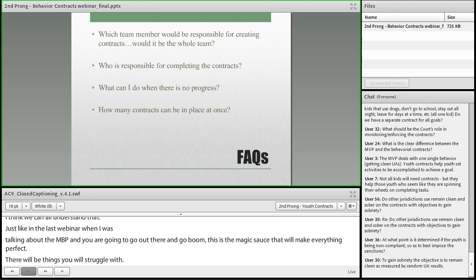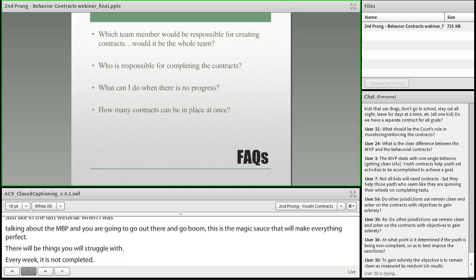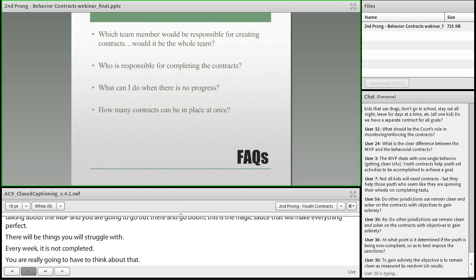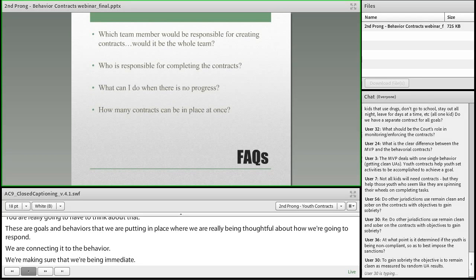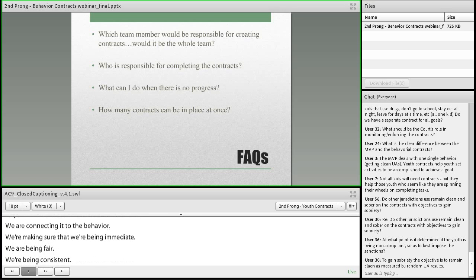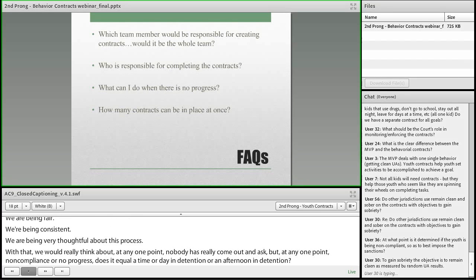But these are goals and behaviors that we're putting in place where we're really being thoughtful about how we're going to respond. We're connecting it to the behavior. We're making sure that we're being immediate, we're being fair, we're being consistent, and we're being very thoughtful about this process. So at any one point, nobody's really come out and asked, but would non-compliance or no progress equal a time or a day in detention or an afternoon in detention? And I would argue that it probably doesn't. It's not an appropriate response to what we're trying to do.